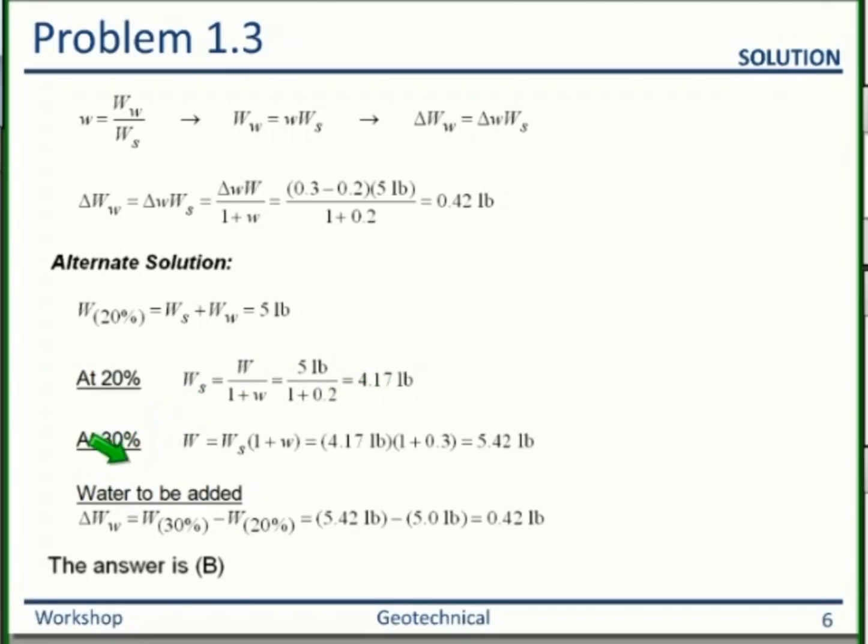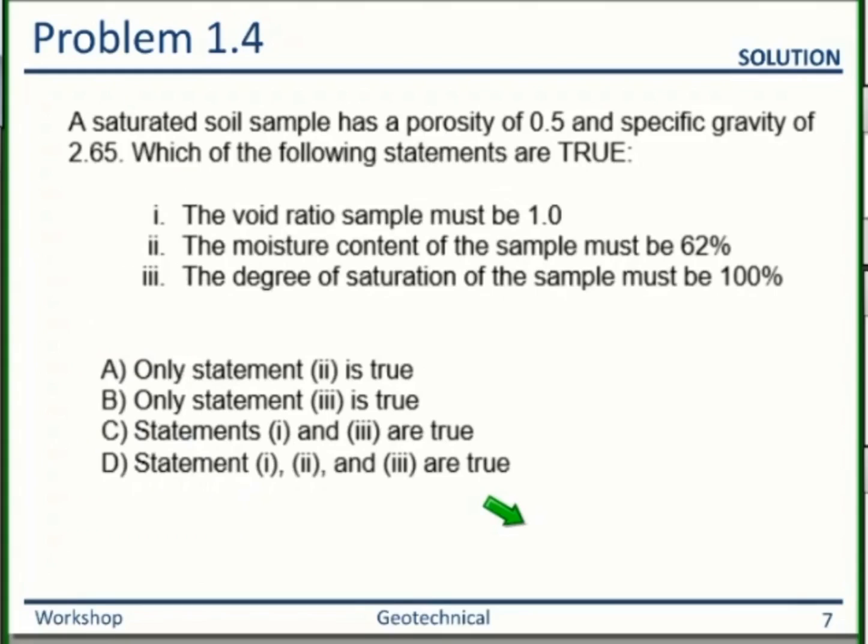Therefore, the total weight at 30% is the weight of soil solid multiplied by 1 plus the moisture content to be reached, which is 30%. So 4.17 pound multiplied by 1 plus 30% gives you 5.42. So this is at 30%, and at 20% it is 5 pound. Therefore, the difference is 0.42 pound. So this is the amount of water needed to bring the soil's moisture content from 20% to 30%. Okay. All right.